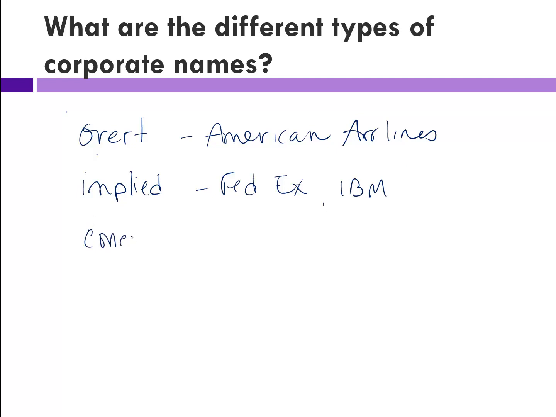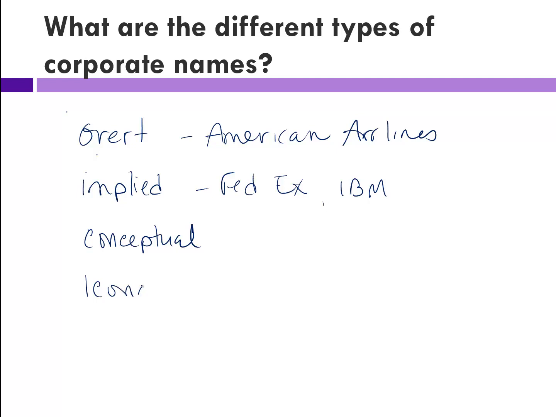Sometimes you have conceptual names, which just try to kind of capture the essence of what they do, like Google or Krispy Kreme. You know, Krispy Kreme doesn't say anything about donuts, but it does sort of have the concept there, captures the essence of what they do.